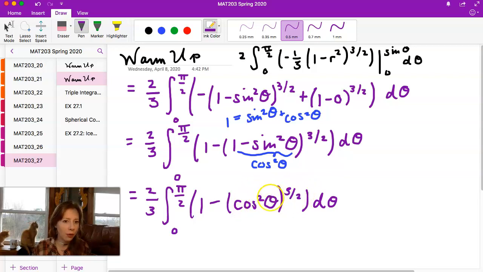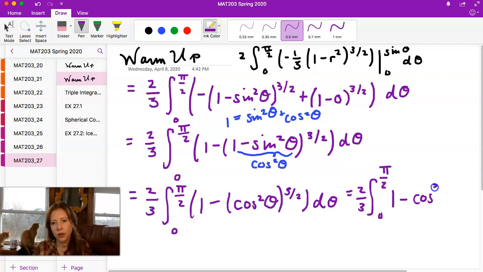So for our power, it's going to be 2 times 3 divided by 2. And so this is going to be 1 minus cosine cubed. So we have 2/3. And then we're going to go from 0 to pi over 2 of 1 minus cosine cubed theta d theta. All right, now we're going to do something a little bit sneaky.